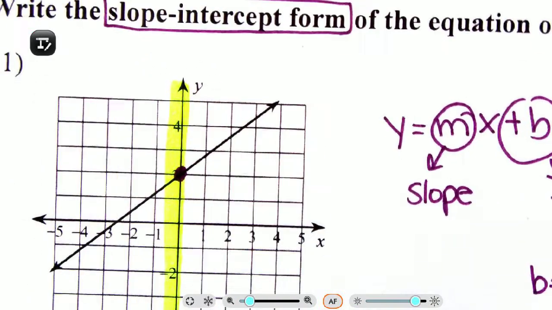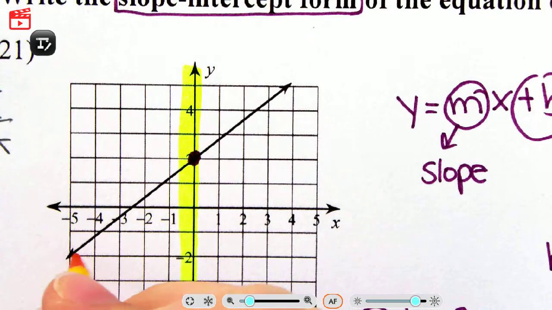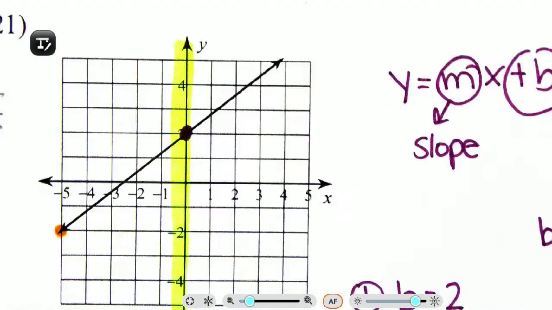So we're going to continue looking down. The only one that comes close would be this point right here. And it's okay that it's an arrow. It's just telling you that the line will continue beyond what you see in the image.